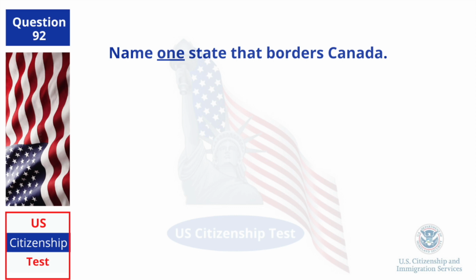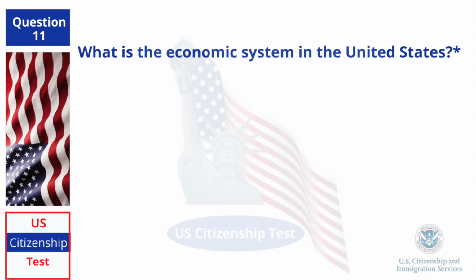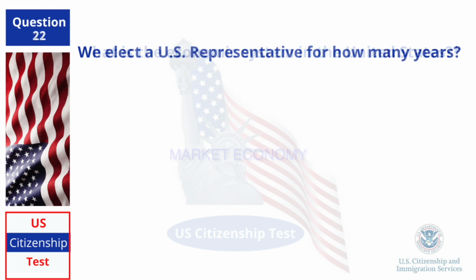Name one state that borders Canada. New York. What is the economic system in the United States? Market economy. We elect a US representative for how many years? 2.